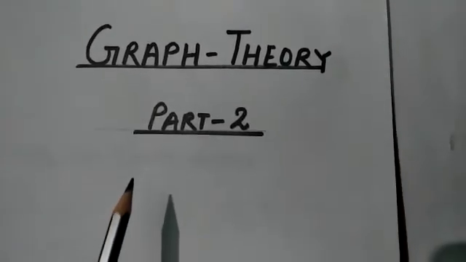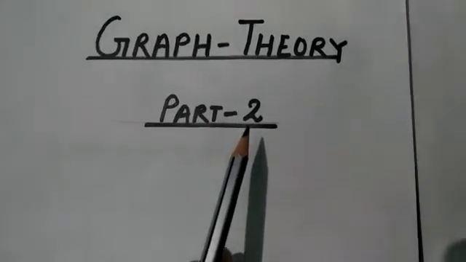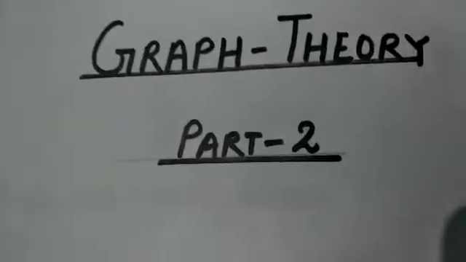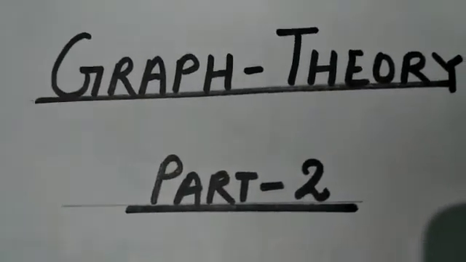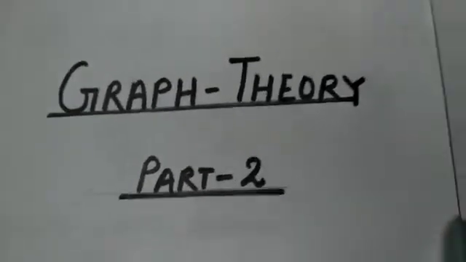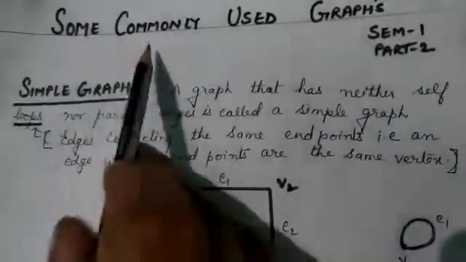In this class of Graph Theory Part 2, we will learn about some commonly used graphs like simple graph, finite and infinite graph, null graph, and we will also learn how to find out the degree of a vertex in a graph. So let us start with a simple graph.